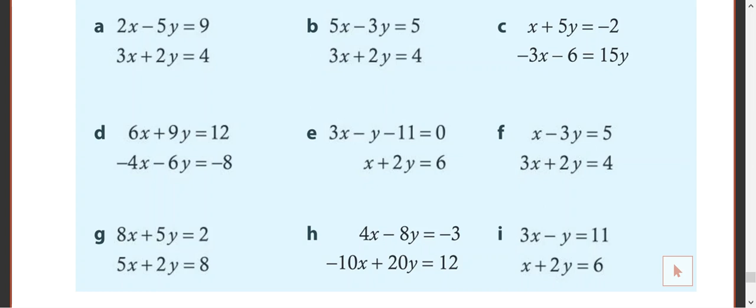Okay? So you use whichever method is appropriate. But yes, you should be able to look at each one of those and go, this one I'm going to use elimination. It's nice and easy to use elimination. This one I'm going to use substitution because it's easy. Have you ever seen a million x's in one equation?